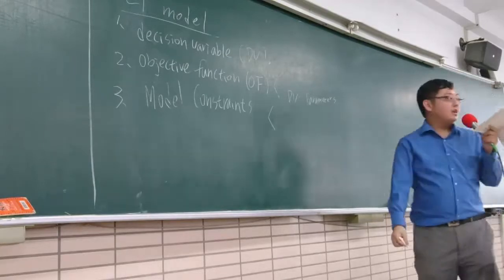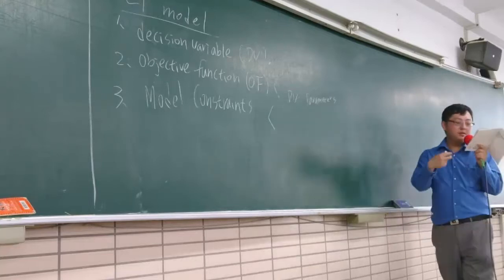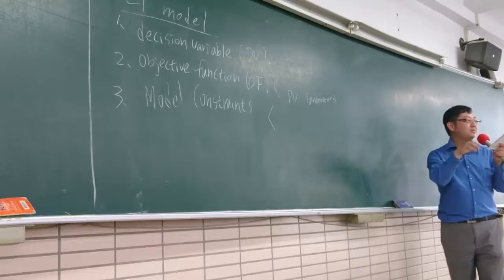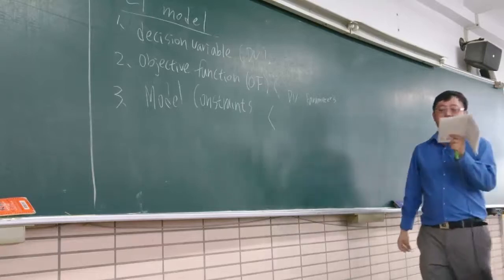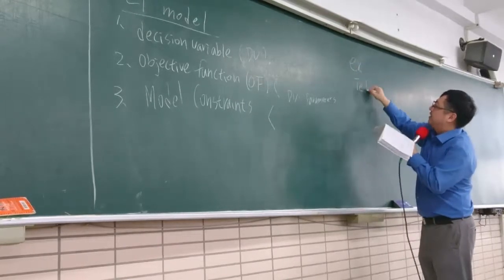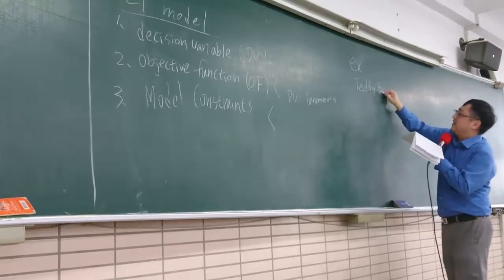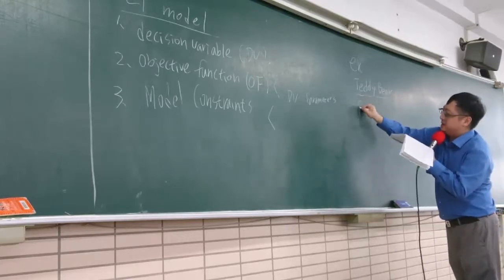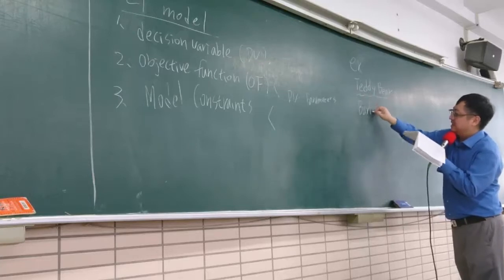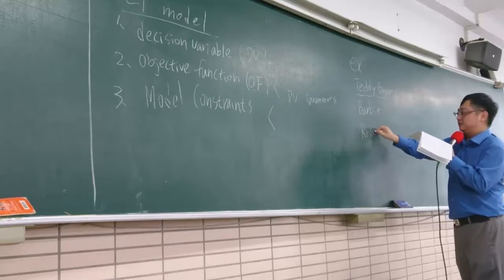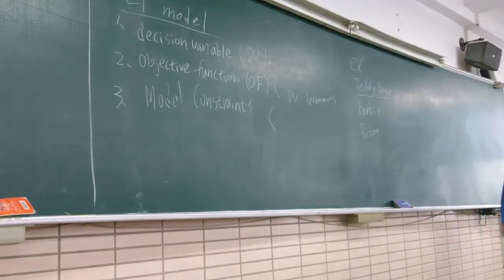If we are a toy company, we make three kinds of product line. 是玩具公司有三条产品线。The first is teddy bear, product line 1. The second is Barbie. The third is Robo, the Transformer. We have three product lines.